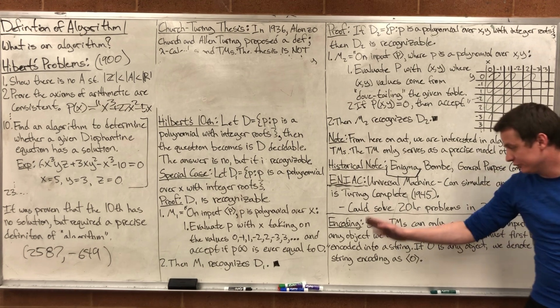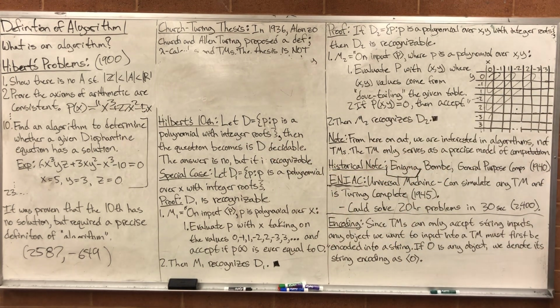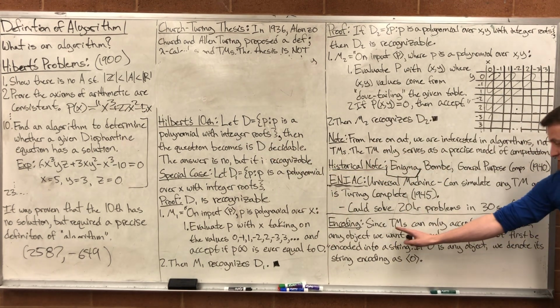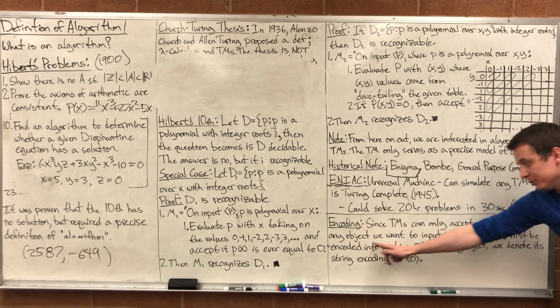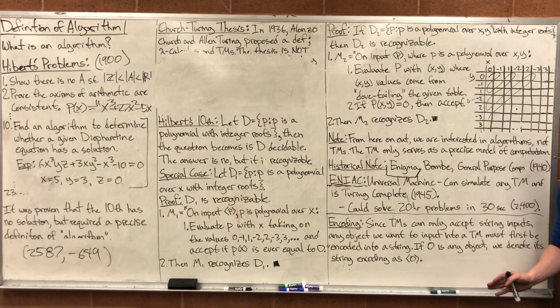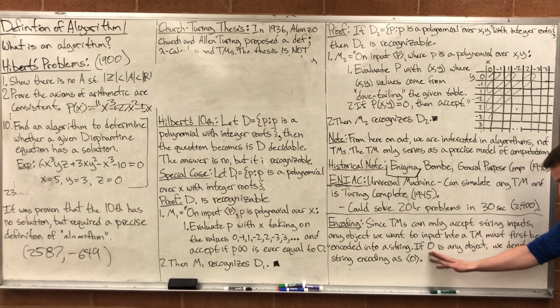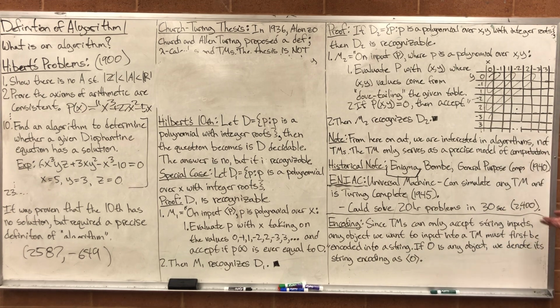Okay, so now just a note. We already mentioned it with the encoding of the polynomials, but let's make it very clear. Since Turing machines can only accept a string as input, any object we want to input into a Turing machine must first be encoded as a string. So if O is any object, we denote the string encoding of O with brackets around it. And we take for granted that any object can be encoded into a string. For those of you with programming experience, you can think about a JSON string encoding of an object.